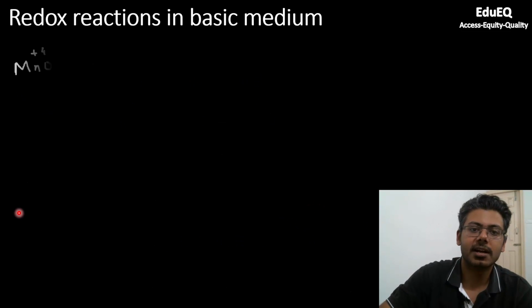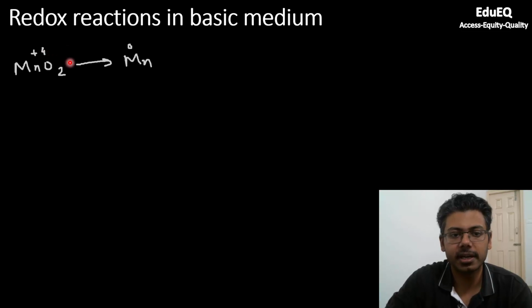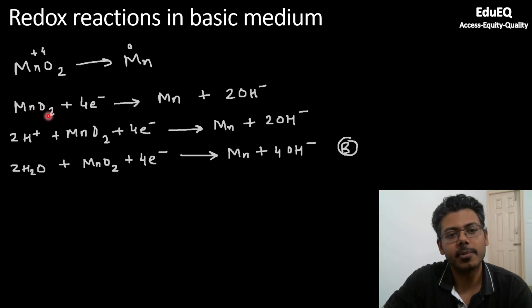Let us look at the second half reaction. MnO2 is changing from plus 4 to 0. It is very clear that it is gaining 4 electrons. So the reaction becomes MnO2 plus 4 electrons, because plus 4 when it gains minus 4 will become 0. Now to balance oxygen, you have to add hydroxide on this side. Here you don't have any oxygen, you have 2 oxygen, so you add 2 OH minus.